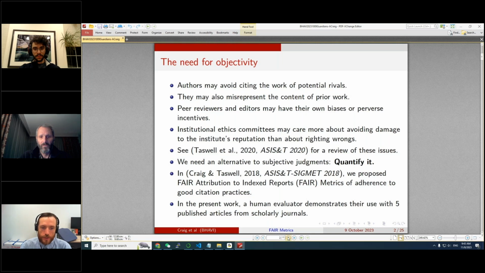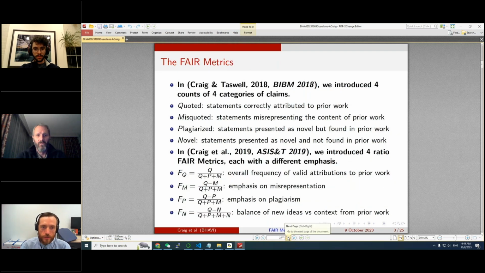And so the idea is to create a more objective standard for how well a work is citing the works that came before it, and ultimately to help trace the provenance of ideas and information in the sciences and engineering and math and such. So the parametrics are both a set of 4 counts and another set of 4 ratios that we've introduced.